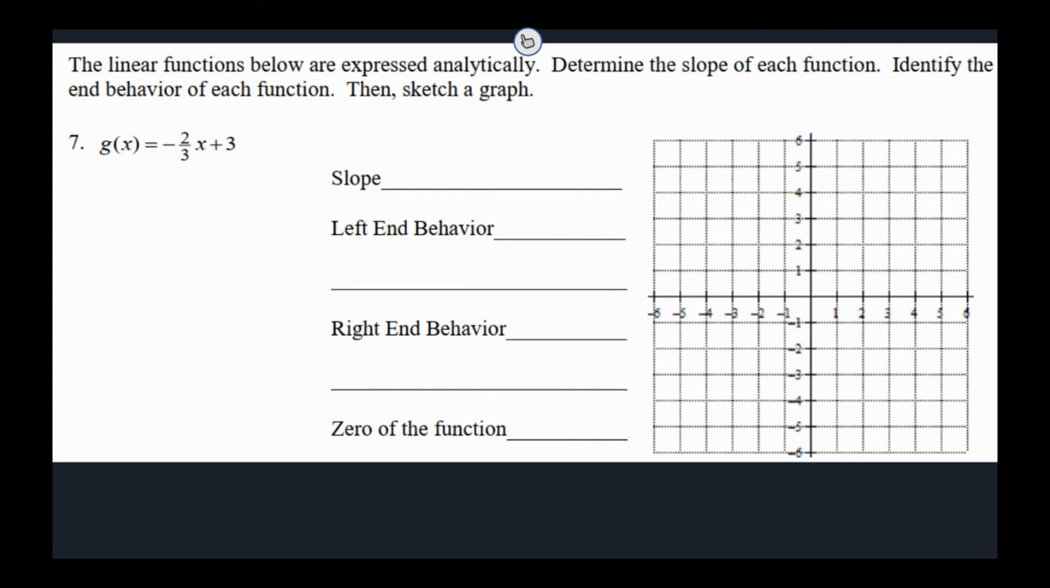Okay, so it says the linear functions below are expressed analytically, aka they give you an equation. Determine the slope of each function, identify the end behavior, then sketch a graph. Okay, so what's the slope of g of x? -2/3, because it's in slope-intercept form. If the slope is negative, that means it's going to go down from left to right.